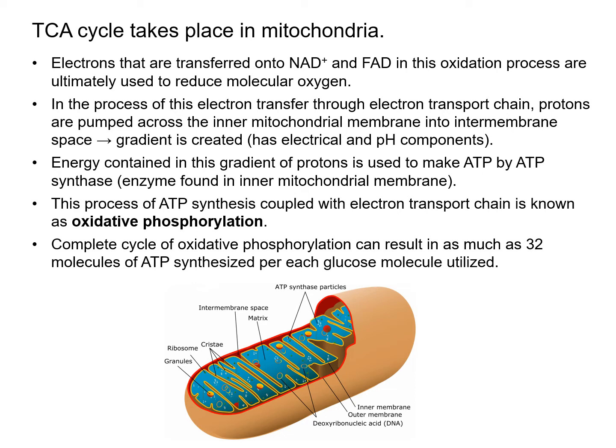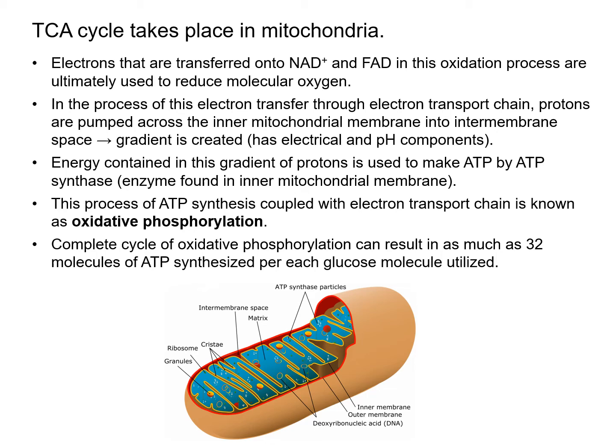cellular respiration as well as oxidation. So electrons that are transferred onto NAD plus and FAD in this oxidative process in the TCA cycle are ultimately used to reduce molecular oxygen through the metabolic pathway. And in this process of electron transfer through the electron transport chain in the mitochondria, protons are pumped across the inner mitochondrial membrane into the intermembrane space. So a gradient is created there, and it has both electrical and pH components.